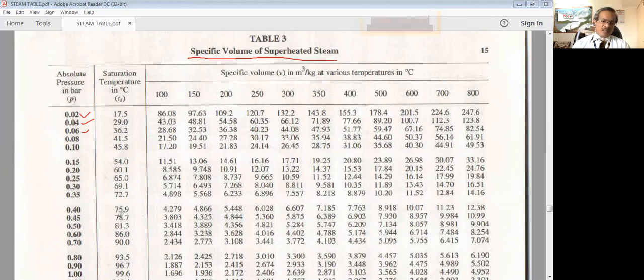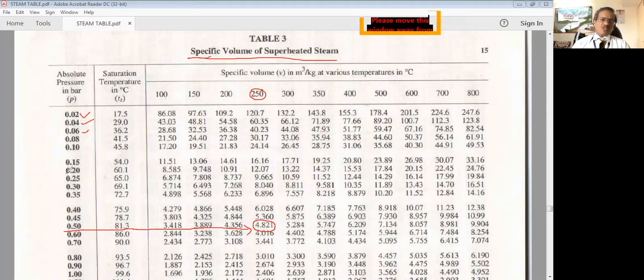Suppose, for example, I am taking the pressure of the steam as 0.50 bar. Then corresponding to this steam pressure, the temperature is 81.3 degrees centigrade. Now, depending upon the condition, suppose the given temperature is 250 degrees centigrade and the pressure is 0.50 bar. In this column, corresponding to this, you have to take this value for the specific volume. So the specific volume for the superheated steam at this pressure will be 4.821 cubic meter per kg.